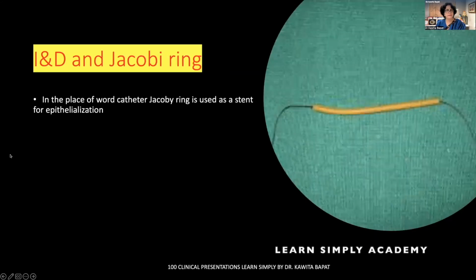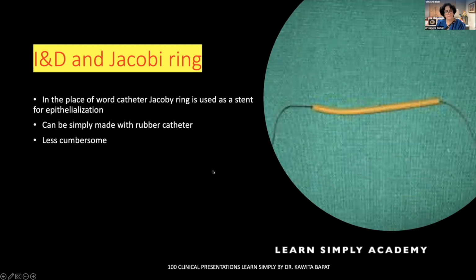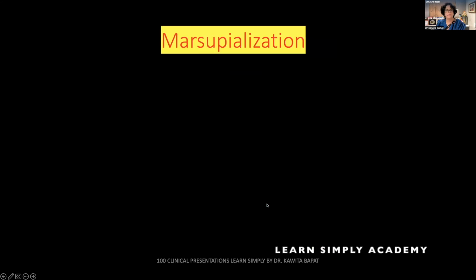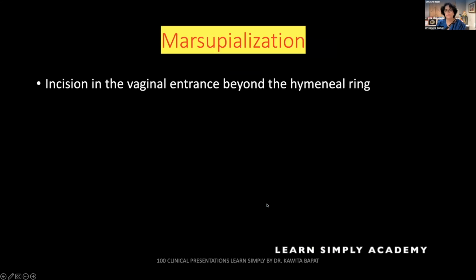Now, this is the Jacobi's ring. In place of the Word catheter, Jacobi's ring is used. It's just like a small thread-like thing, and there is a covering or insulation over it. It can be simply made from a rubber catheter. It's less cumbersome. Advantages and disadvantages are the same as the Word catheter. You just make the incision, put this ring through it and tie it. First drain it, put the Jacobi's ring and tie it here. This can be done.